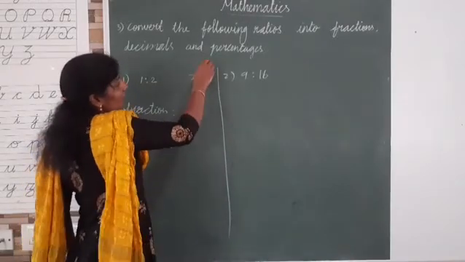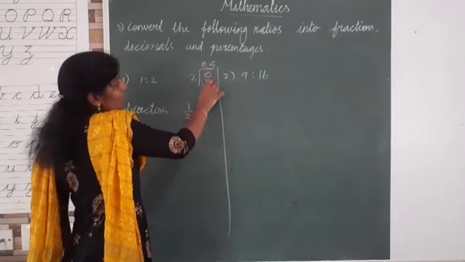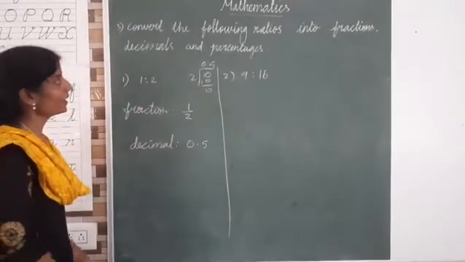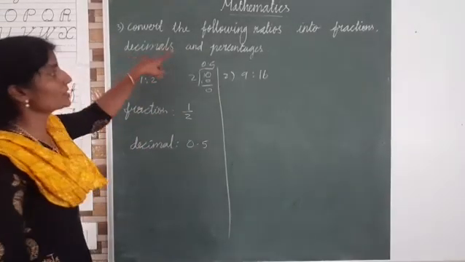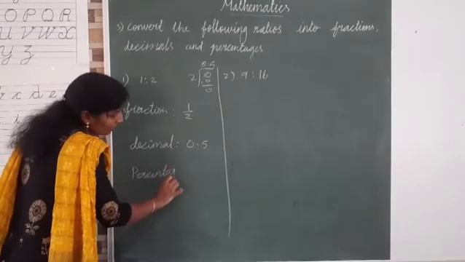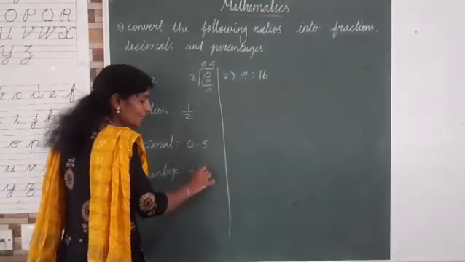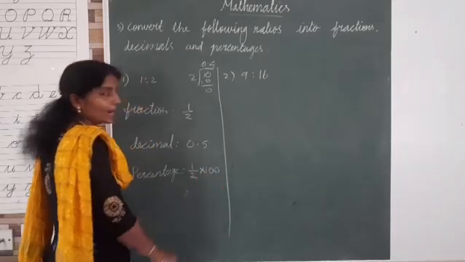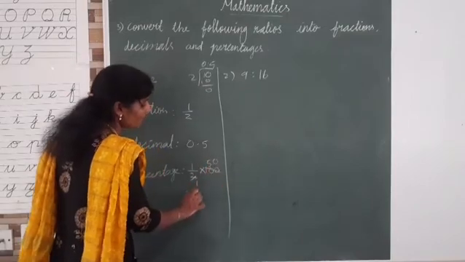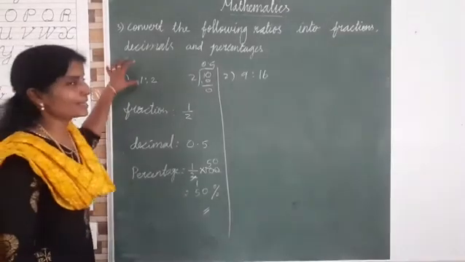Now we divide 1 by 2. 0 point, we put a 0, 5 2s are 10. So 0.5 is the decimal form of 1 by 2. Then next we write it in percentage. How can you write the percentage? 1 by 2, that is the fraction form, into 100. Here 1 2 is 2, 5 2s are 10, 0. How many percent? 50%. Are you clear?